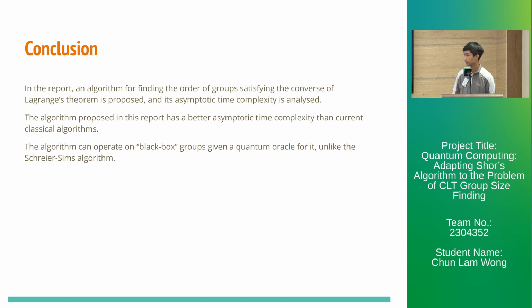In conclusion, we have found a new algorithm to find the order of groups satisfying the converse of Lagrange's theorem. And it is shown that it is better than classical algorithms. Thank you.